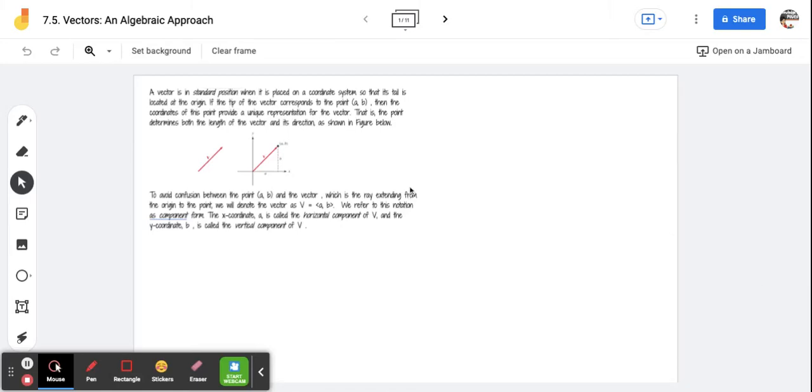This is the last and final section, 7.5, and this is on vectors. It's called an algebraic approach to vectors.